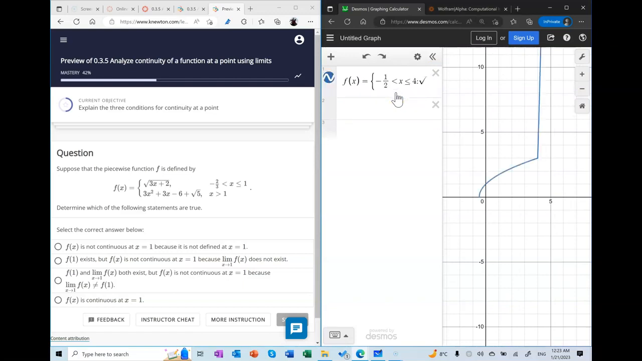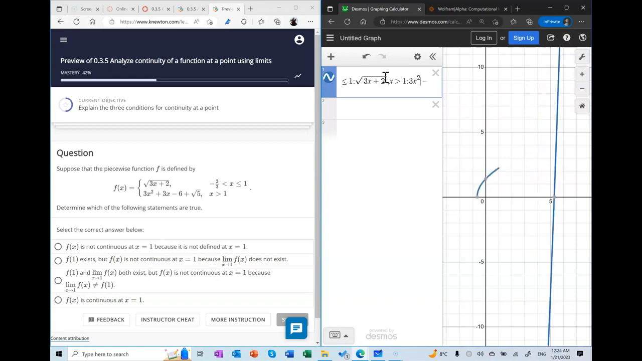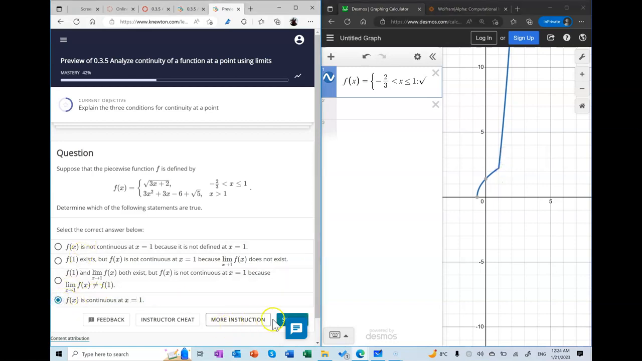So for this one, I'm going to use this template that I had earlier. Minus 2/3, 1, 3x plus 2. And for x greater than 1, we have 3x squared plus 3x minus 6 plus square root of 5. And what do we see? We also see that it connects at 1. Pretty cool, right? So, looks like f of x is continuous at x equals 1.